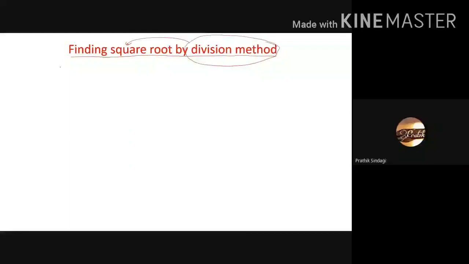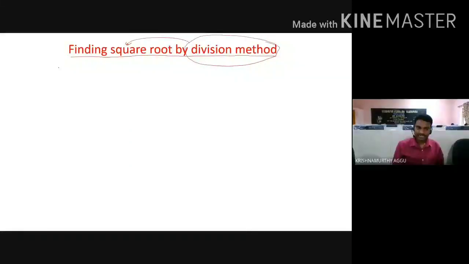Yes, sir. One is prime factorization method. Second one is repeated subtraction. Yes, very good, repeated subtraction method. Now you are going to learn the third method, which is the division method.